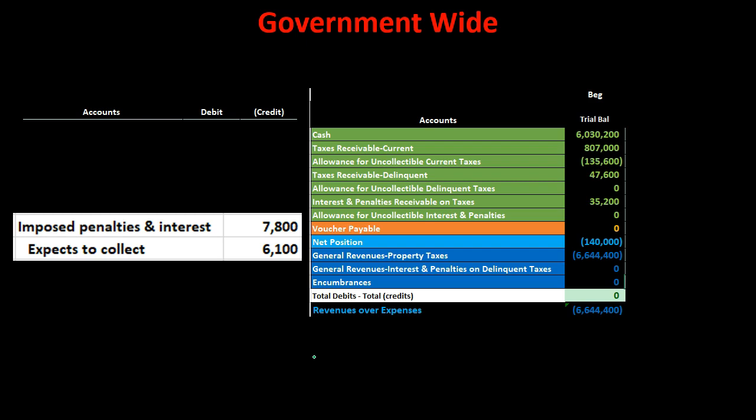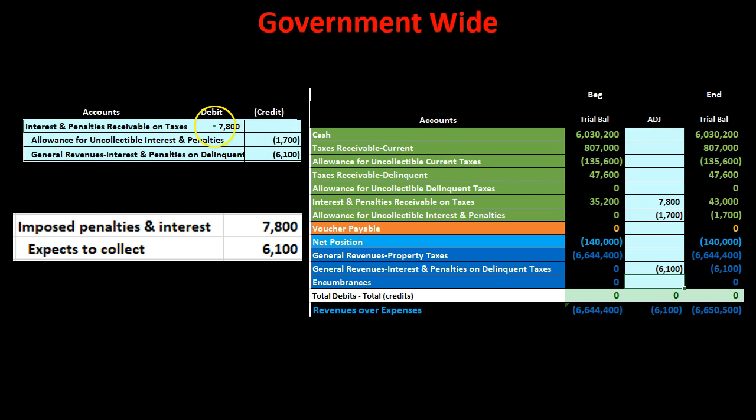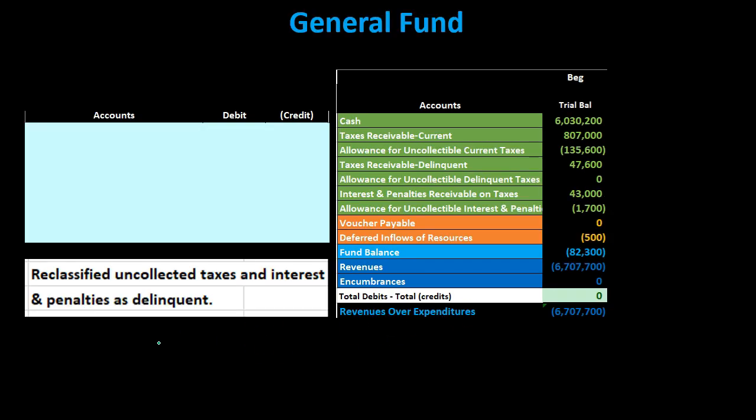Well, the same thing. That was in essence an accrual accounting transaction, so we're going to have in essence the same thing. We're going to debit the interest account. We're going to credit the allowance, increasing it, the difference between the two, what we expect to receive, and then the difference is going to go to the revenue account. However, we're going to give it a little more detail on the revenue account. General revenues, interest and penalties on delinquent taxes is what we will call it, breaking it out from the general revenues from the property taxes.